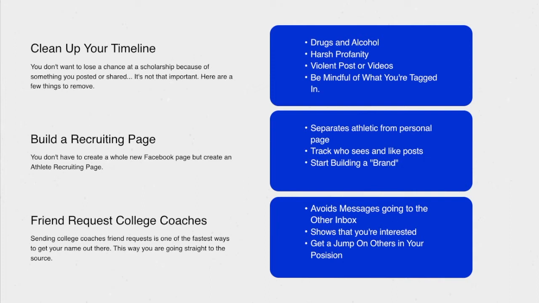The next thing I want you to do is build up a recruiting page. You don't have to create a whole new Facebook page, but create an athletic recruiting page within the page you already have. What this does is separate your athletics and the recruiting process from all your personal stuff. Now, this doesn't mean you can still be wilding out on your personal page, because they're still going to look at it. But this recruiting page is another outlet where they get a better feel for you as an athlete, and they get to judge you as an athlete completely on this page. That's what we're going to use it for.